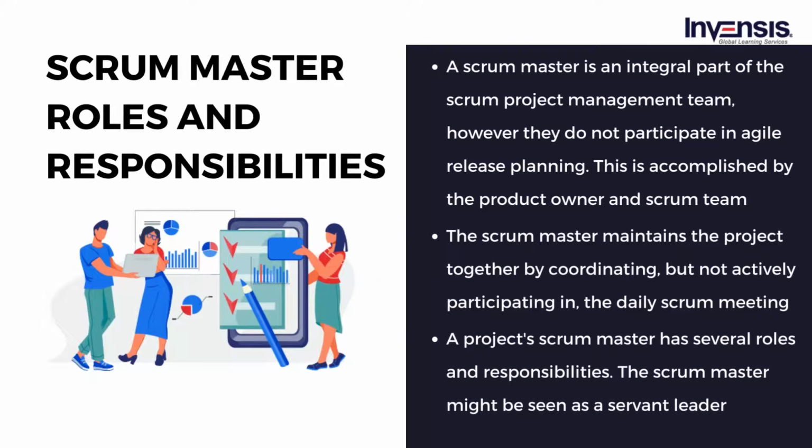The Scrum Master maintains the project together by coordinating, but not actively participating in, the daily Scrum meeting, which is one of the 4 Scrum ceremonies. Scrum Masters assist teams in maintaining burn-down charts and organizing retrospectives, sprint reviews, and Agile sprint planning meetings.